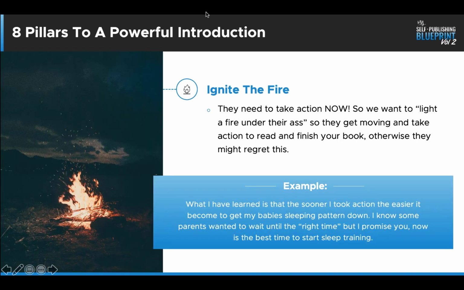Then ignite the fire. They need to take action now. So we need to light the fire under their ass so they get moving and take action to read and finish your book. Otherwise, they might regret this. So what I've learned is that the sooner I took action, the easier it became to get my baby's sleeping pattern down. I know some parents wanted to wait until quote unquote the right time, but I promise you now is the best time to start sleep training.